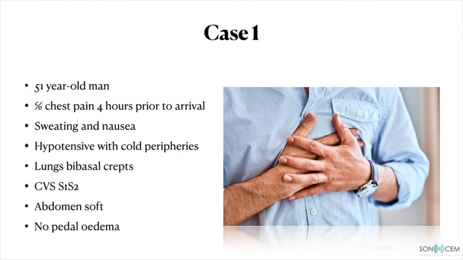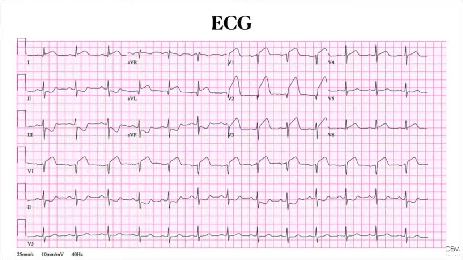He was hypotensive with cold peripheries. The lungs show bibasal crepitations; cardiovascular examination and abdomen are normal. He had no pedal edema. This ECG shows a ST elevation MI at the LAD territory with reciprocal changes at the inferior leads.